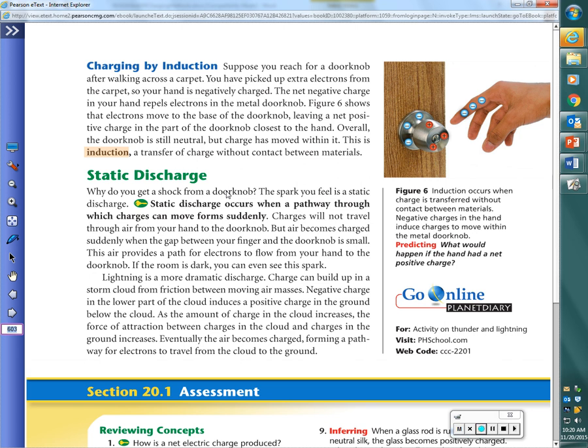Is there an imbalance of electrons and protons here? No. Are they unbalanced? Let's focus on the doorknob. Are the electrons and protons in the doorknob unbalanced? Yes. Is there a different number of them, though? Does the doorknob have a net charge?